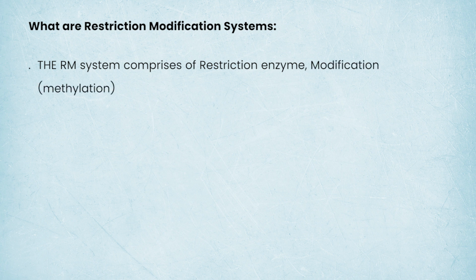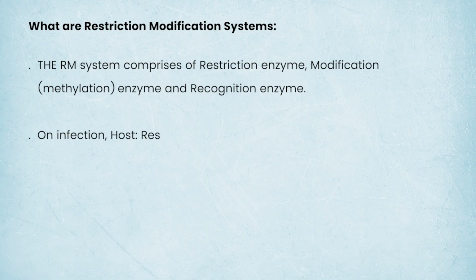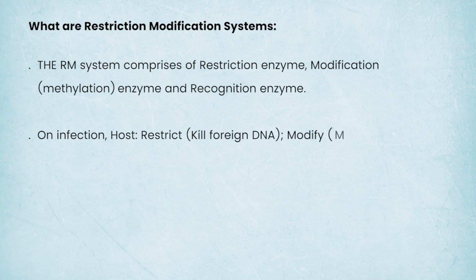Basically, we can think of this kind of system as a defense mechanism which is ubiquitously present in bacteria, not only in the eubacteria, but it has also been reported in the archaebacterial group. The restriction modification system is an extremely diverse group of enzymes having two major components. One is the restriction enzyme and the other is the modification enzyme, that is basically the methylase enzyme.